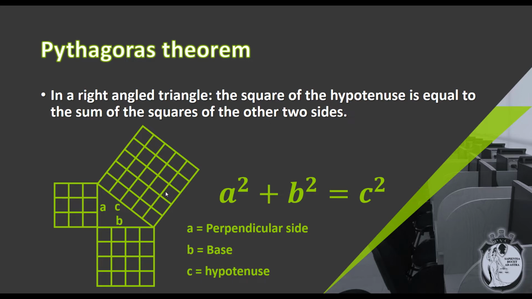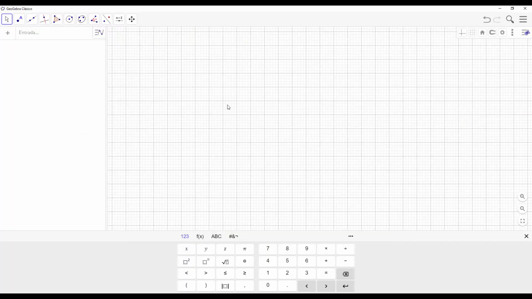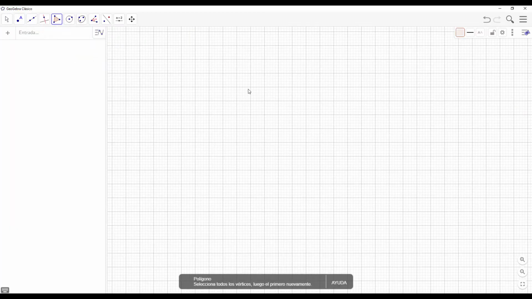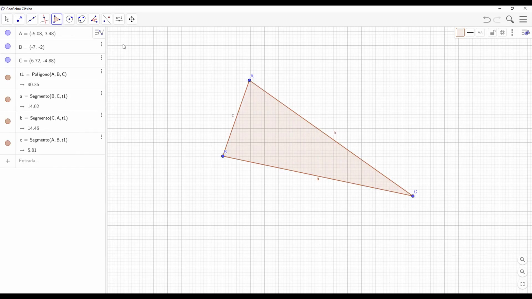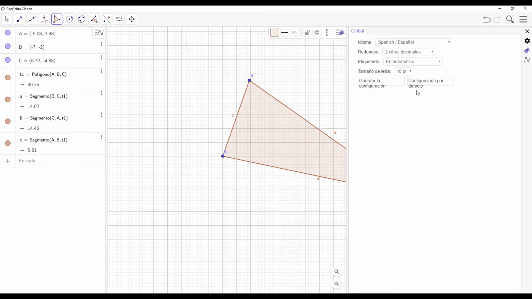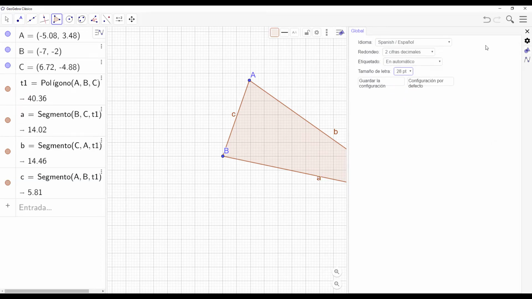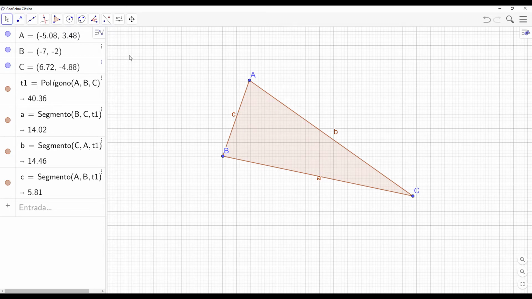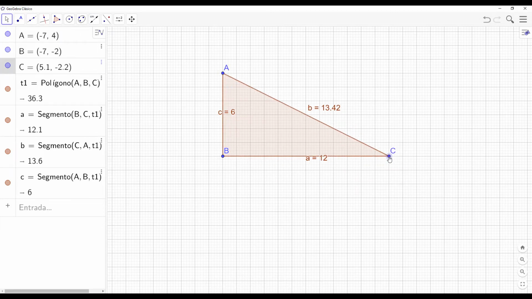Well, I will explain a little using GeoGebra. For example, I will draw a triangle and we change the size of the font. Okay, so here I will calculate the length. For example, here I will draw a right triangle.